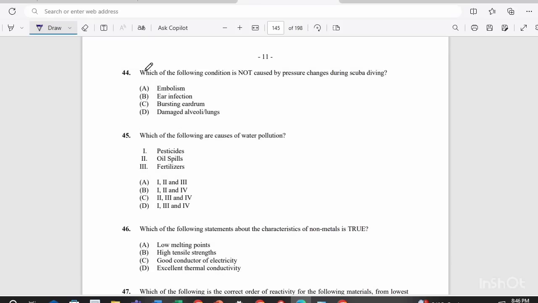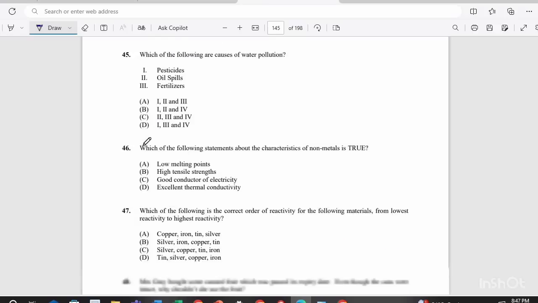Question 44. Which of the following conditions is not caused by a pressure change during scuba diving? Is it A, embolism, B, an ear infection, C, the bursting eardrum, or D, damaged alveoli or lungs? The answer there is B, ear infection.